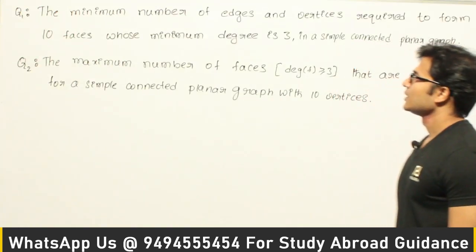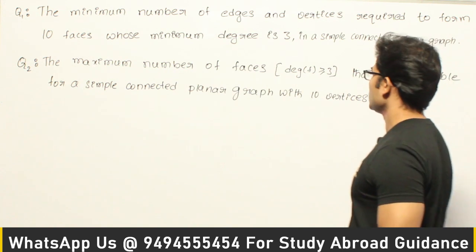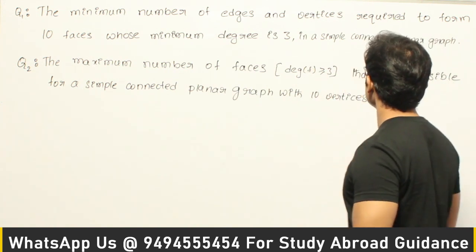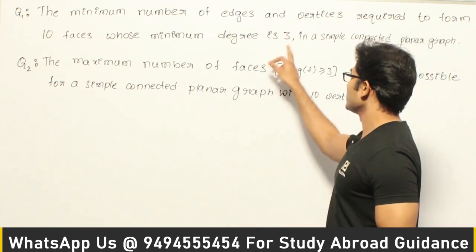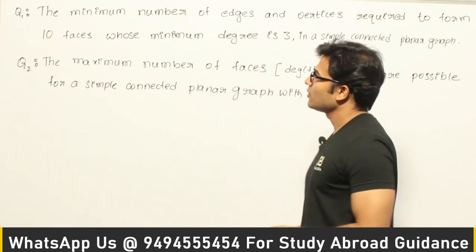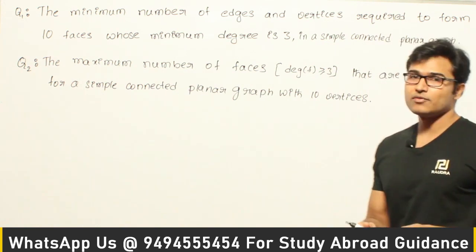Now let's see these questions. The minimum number of edges and vertices required to form 10 faces whose minimum degree is 3 in a simple connected planar graph. So they are saying that the minimum degree of every face here is 3 and there are 10 such faces. Then we are supposed to find out what is the minimum number of edges and vertices.